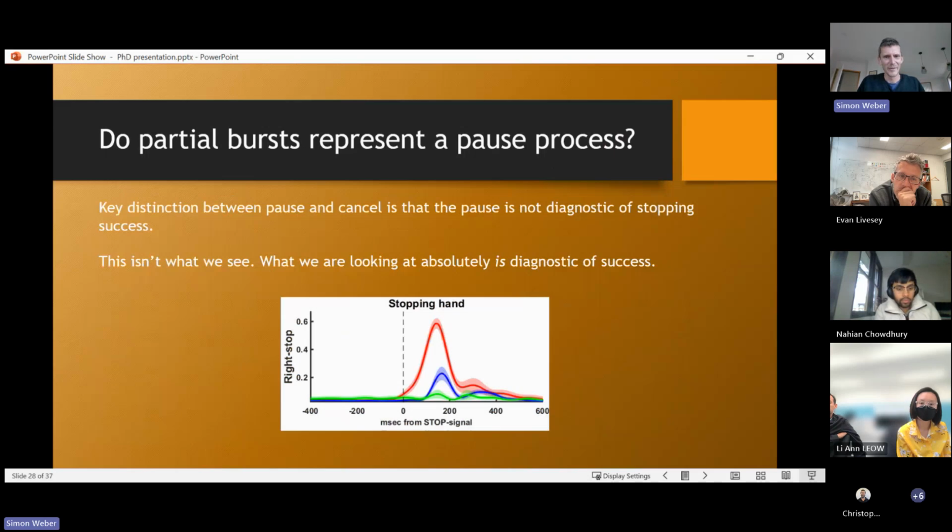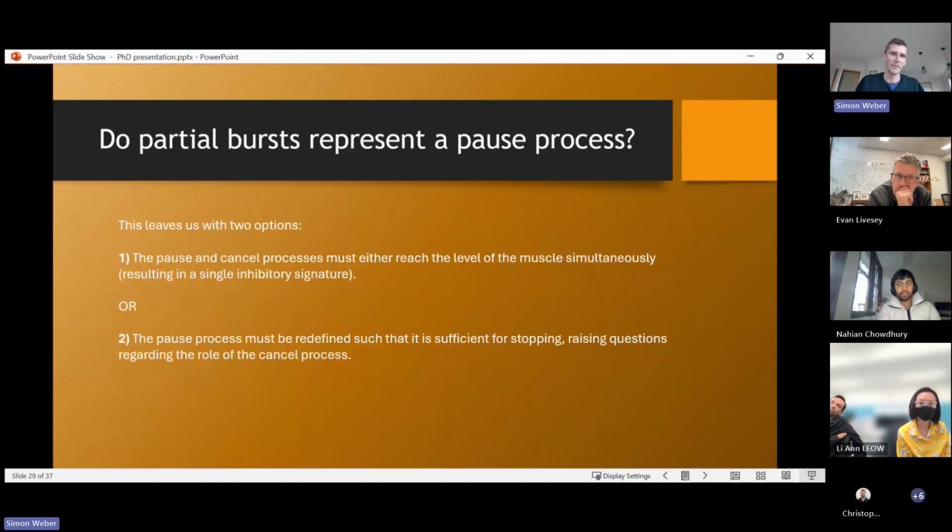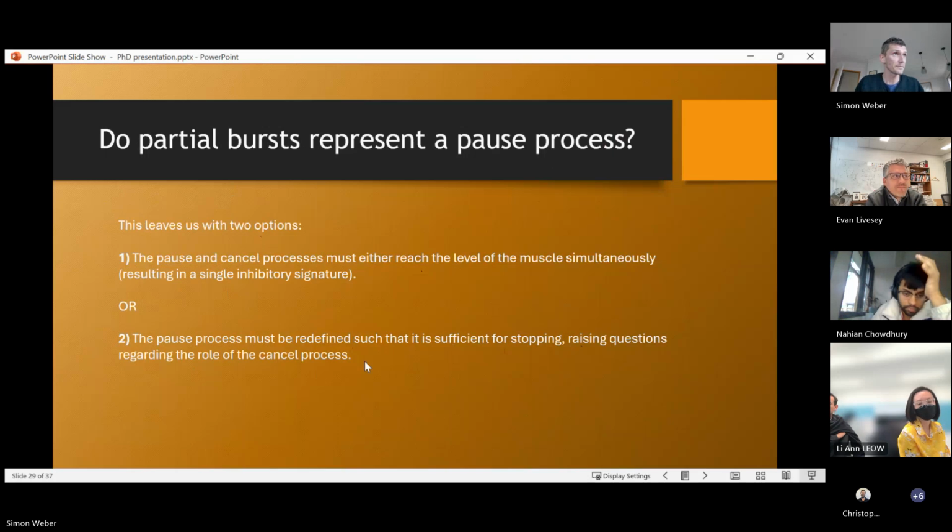So that was a bit interesting in terms of how these two things are defined, and it made me think, well, actually, maybe this isn't a pause process, and it leaves us with two options. Either the pause and cancel processes must reach the level of the muscle simultaneously, resulting in a single inhibitory signature, which probably isn't right, because the pause process is meant to be faster than the cancel process. It's meant to buy time for it. Or the pause process needs to be redefined such that it's sufficient for stopping, raising questions about the role of the cancel process. This is just something I've been thinking about that may be interesting.